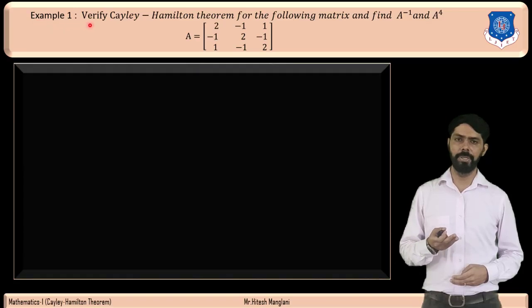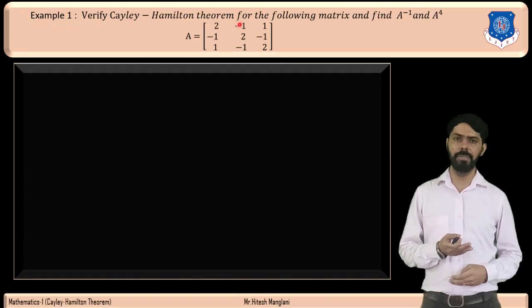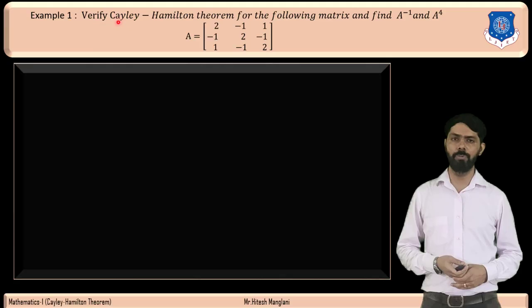So the first example is: verify the Cayley-Hamilton theorem for the following matrix and find A inverse and A raised to 4, for A equal to [2, -1, 1; -1, 2, -1; 1, -1, 2]. So here in this example we will have to verify the Cayley-Hamilton theorem and also find A inverse and A raised to 4.